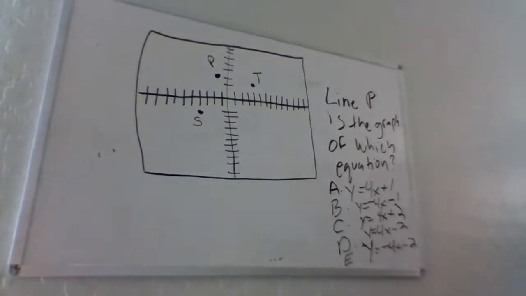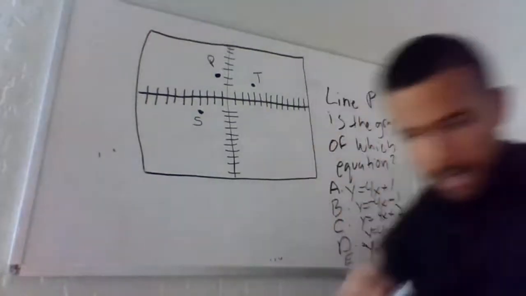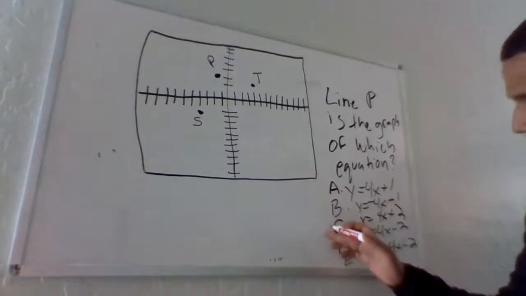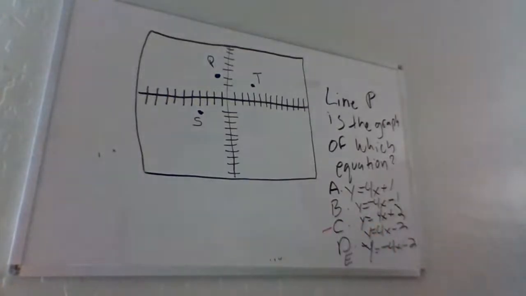Okay. So let's see. All right. So I'm going to start marking some of these. Okay. So somebody said C. Yeah, but I don't know if it's right or wrong.